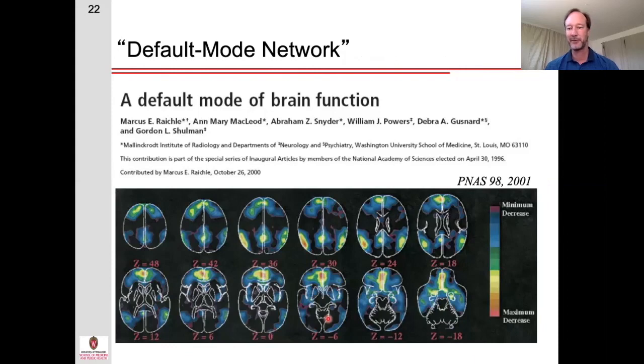If you look at the graph here, note that the reddish areas are actually showing the maximum decrease when a person is engaged in a particular task. And so he reasoned that perhaps these regions go down in activity because they're more active at rest. That is, they're essentially the default mode of your brain function while you're lying there at rest in the scanner.